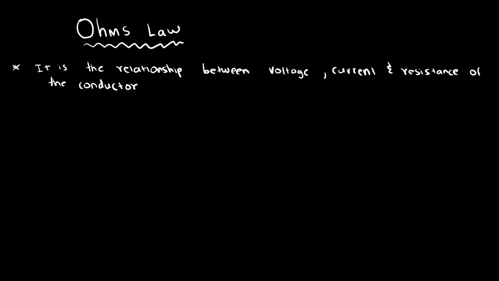Ohm's law is a basic principle that explains how the voltage, current, and resistance are related in an electrical circuit. Okay, so Ohm's law is expressed using this very simple equation: V is equal to I times R, where V is voltage, I is current, and R is resistance.